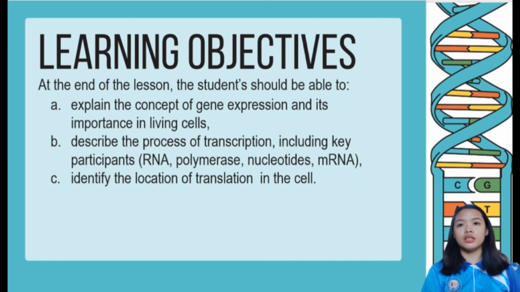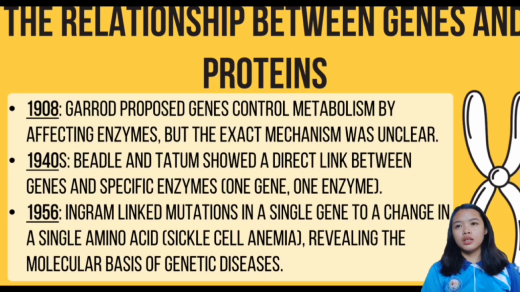At the end of the lesson, the student should be able to explain the concept of gene expression and its importance in living cells. Second, describe the process of transcription, including key participants, which are RNA polymerase, nucleotides, and mRNA. And last but not least, identify the location of translation in the cell. First, we're going to talk about the relationship between genes and proteins.